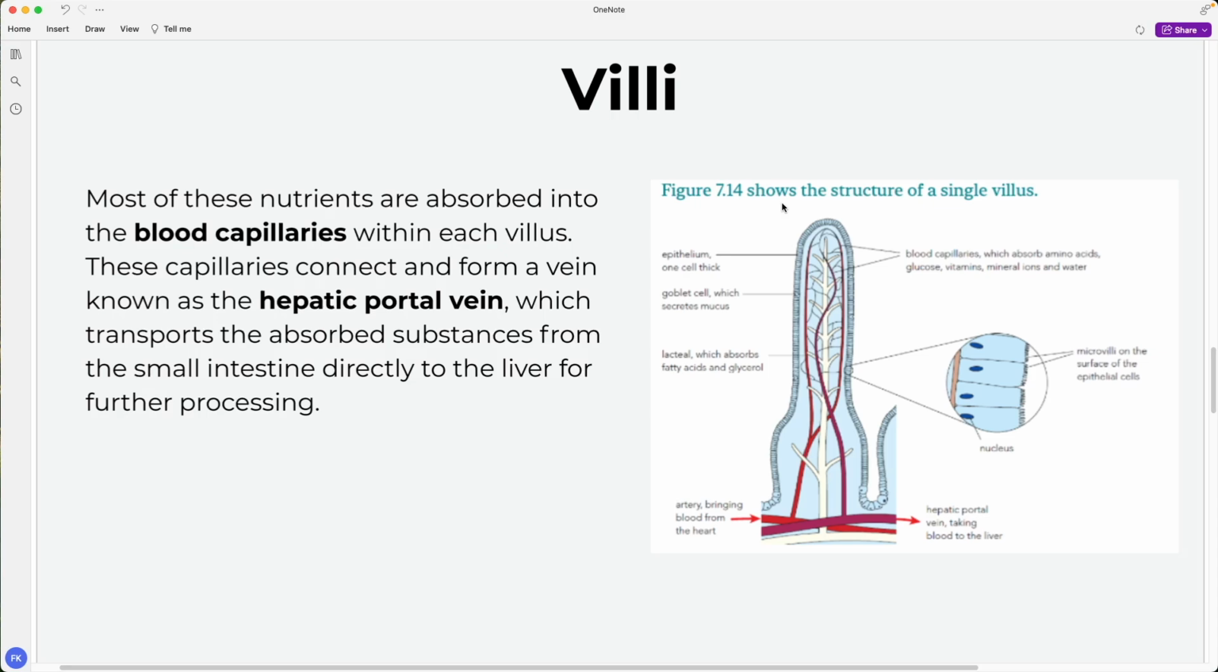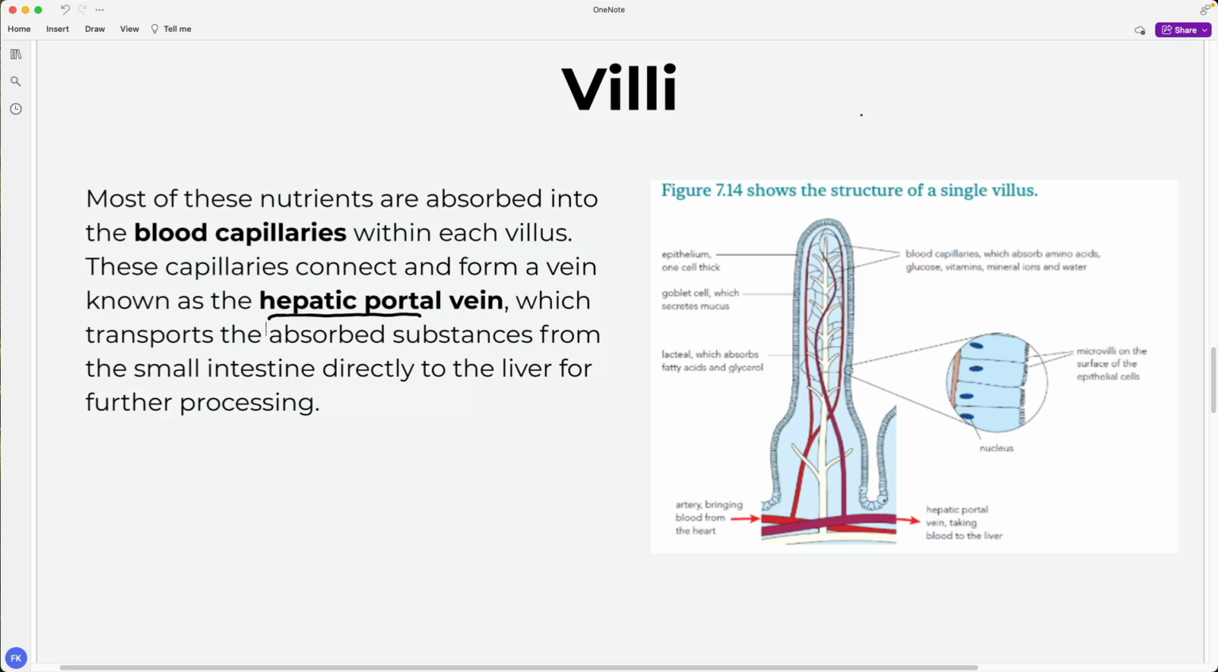Now let's move on. Most of the nutrients are absorbed into the blood capillaries within each villus. Each capillary connects and forms a vein known as the hepatic portal vein, which transports the absorbed substances from the small intestine directly into the liver.